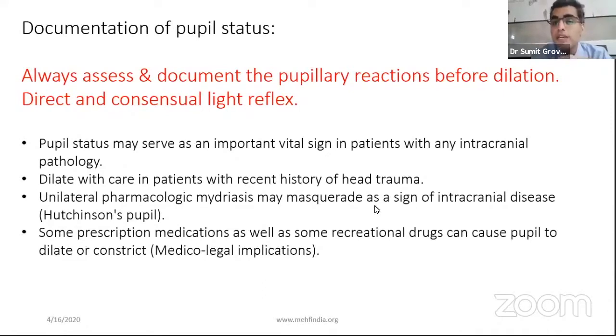Pupillary status is a very important vital sign in patients with any intracranial pathology. Dilate with care in patients with recent history of any head trauma. Unilateral pharmacological mydriasis may masquerade as a sign of intracranial diseases like Hutchinson pupil, or I think this would be covered in the next part of the session where Dr. Rashmin Gandhi will elaborate more on Argyll Robertson pupil and these neuromuscular disorders of the eye. And some prescription medication as well as some recreational drugs can also cause people to dilate or constrict. And these have some medico-legal implication if you don't take history before dilating. If you do not document the pupillary status, you may have some medico-legal repercussions.